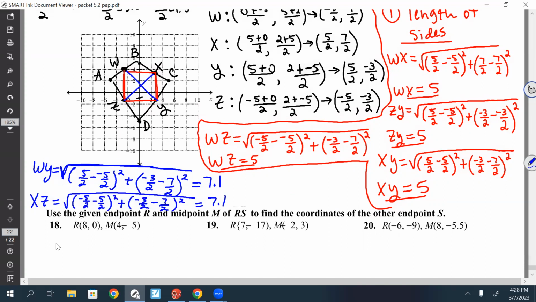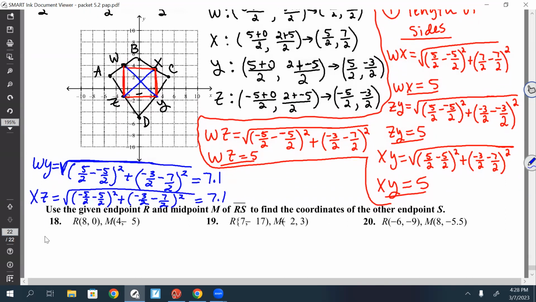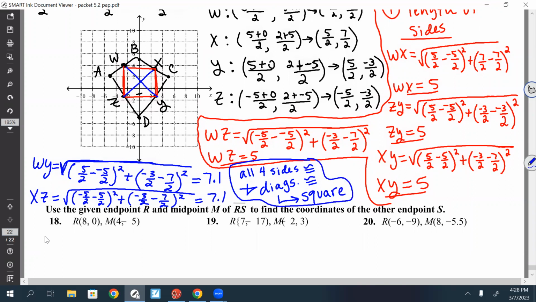They are congruent. So in order to classify our shape here, we got to write a little summarizing statement. We say all 4 sides are congruent and the diagonals are congruent. So that tells us we have a square. So that would be your final written summarizing answer.